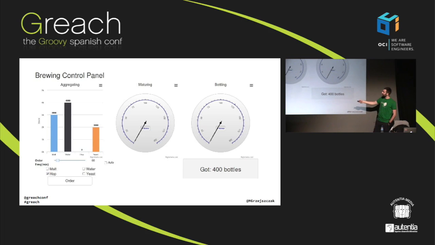What you can see to the left is the amount of ingredients that you can order to brew the beer. In order to brew the beer, and if any one of you is brewing beer at home, sorry for any mistakes that I'm going to show here, you need 1,000 units of malt, hop, water, and yeast. It's obvious. If you click order and you have 1,000 units of each of those ingredients, the brewing process starts. Here you have gauges that show the amount of items that are being matured and bottled at the moment. And at the end of the day, we show how many bottles we have.